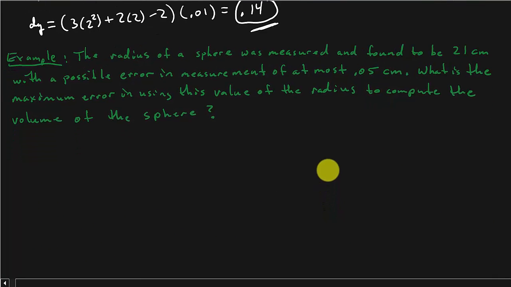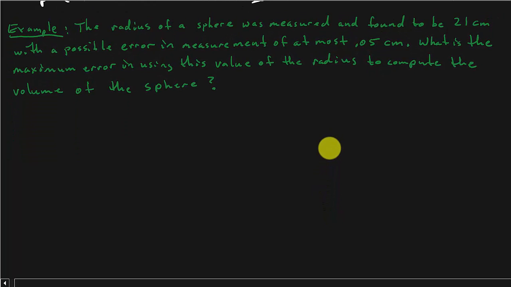All right, so last example here, we've got a word problem. It says the radius of a sphere was measured and found to be 21 centimeters with a possible error in measurement of at most 0.05 centimeters. What is the maximum error in using this value of the radius to compute the volume of the sphere?